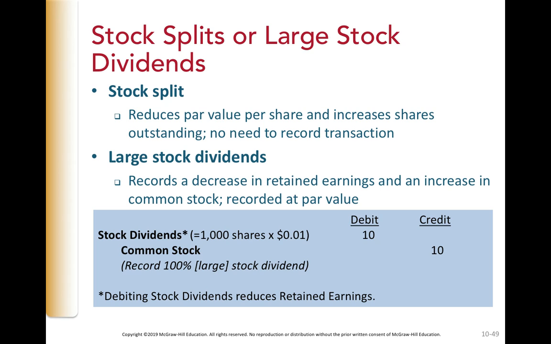So this is what that journal entry would look like. You will debit stock dividends. This is reducing your retained earnings. In this case, the par value is 1 cent per share, and there are 1,000 shares. And you will credit common stock. This is recording a 100% large stock dividend.